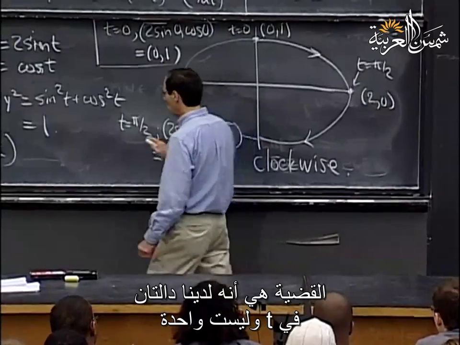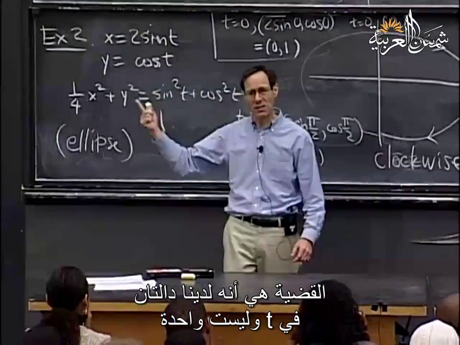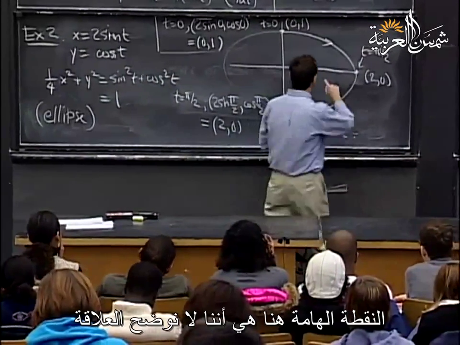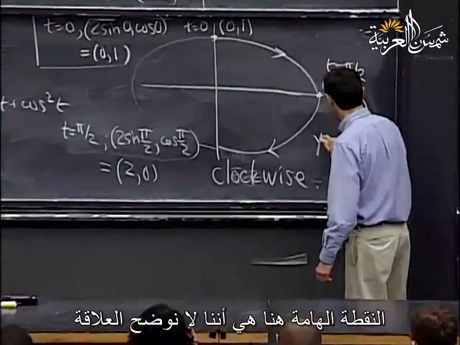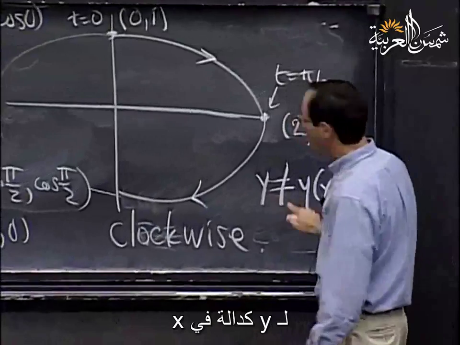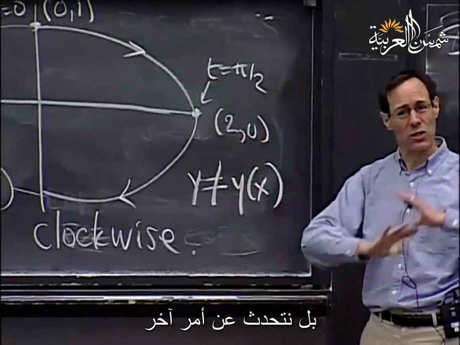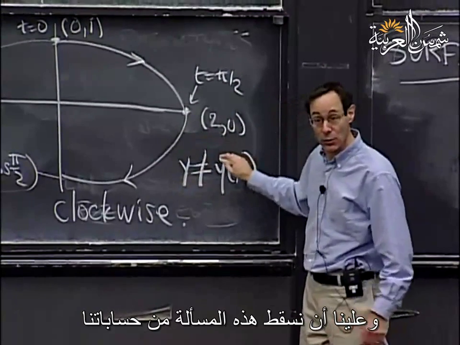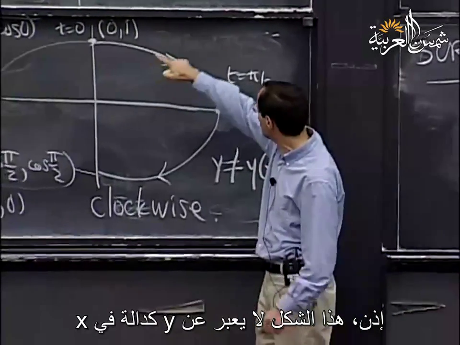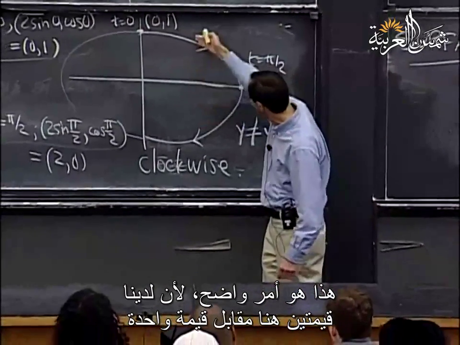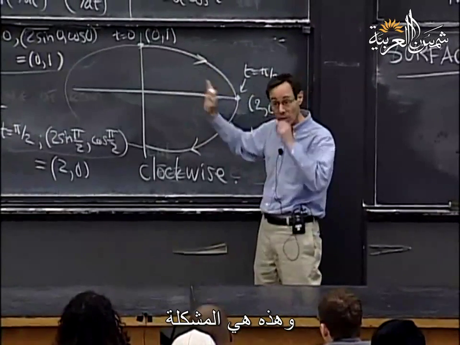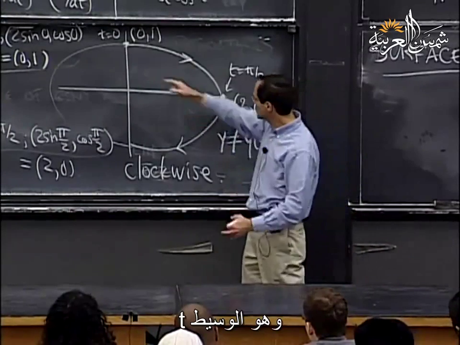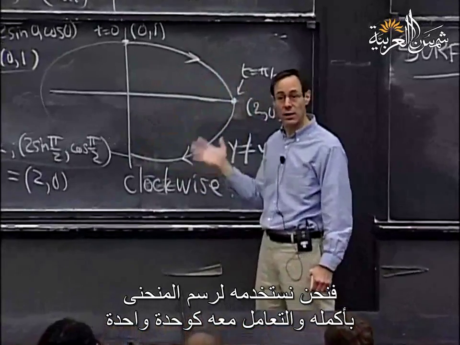The point is that we have two functions of t, not one, x of t and y of t. The main point to make here is that we're not talking about the situation where y is a function of x. We're out of that realm now. We're somewhere in a different part of the universe in our thought, and you should drop this point of view. This depiction is not y as a function of x. That's obvious because there are two values here as opposed to one. So we have this background parameter, and that's exactly why we're using it, this parameter t, so that we can depict the entire curve and deal with it as one thing.